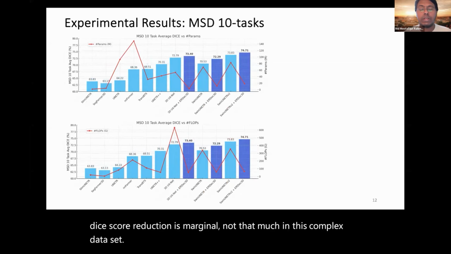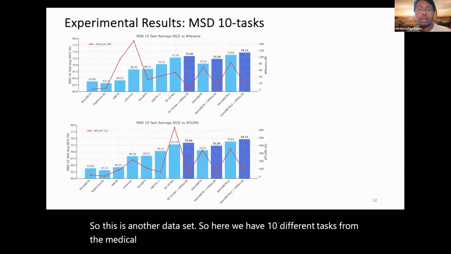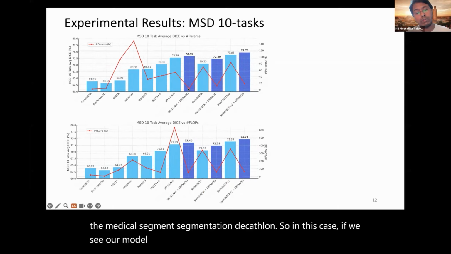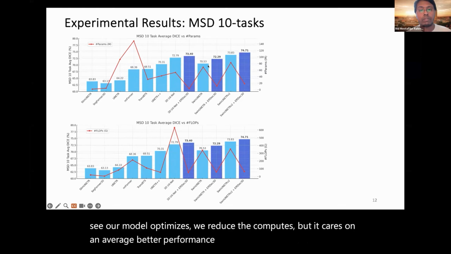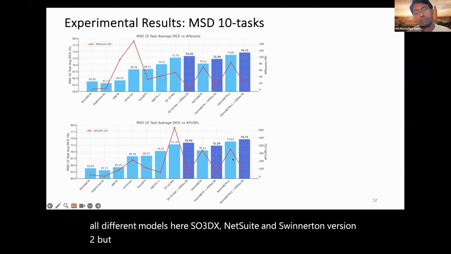So this is another dataset. Here we have 10 different tasks from the Medical Segmentation Decathlon. In this case, our model reduces the compute, but on average gets better performance. It improved the performance in all the different models here: 3D VxNet, SwinUNETR, and SwinUNETR version 2, with significantly lower computational requirements than the original model.